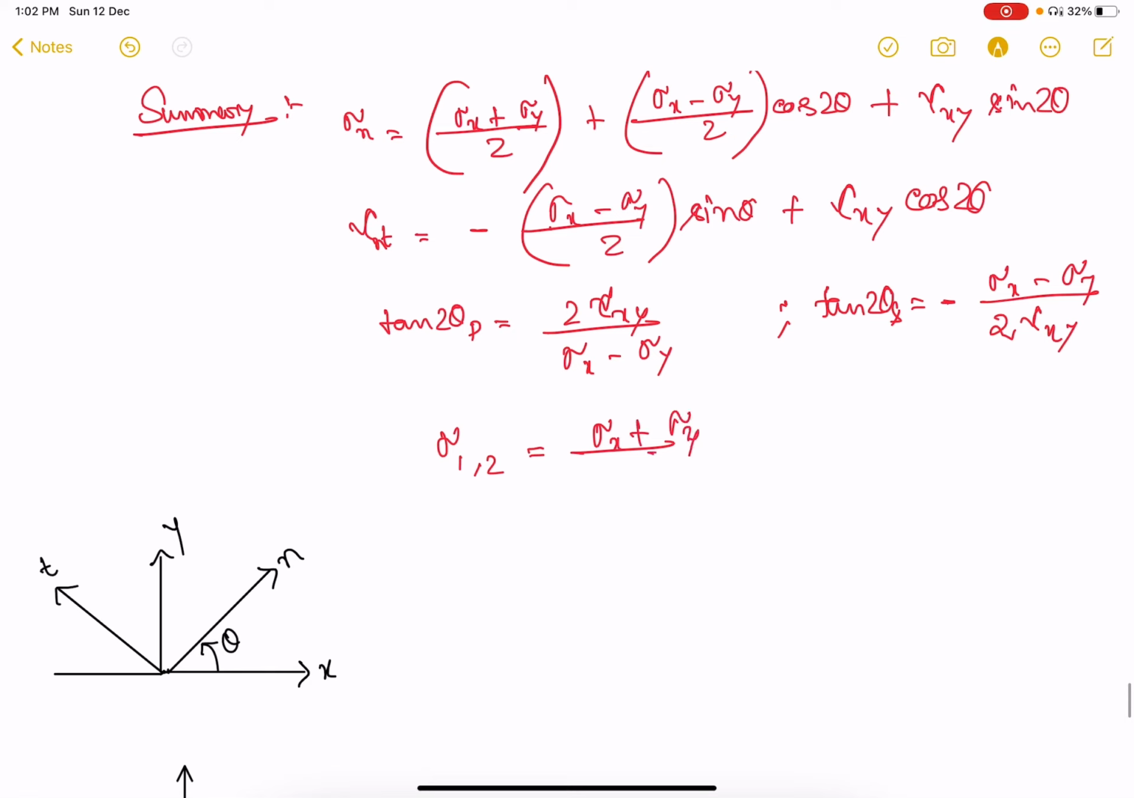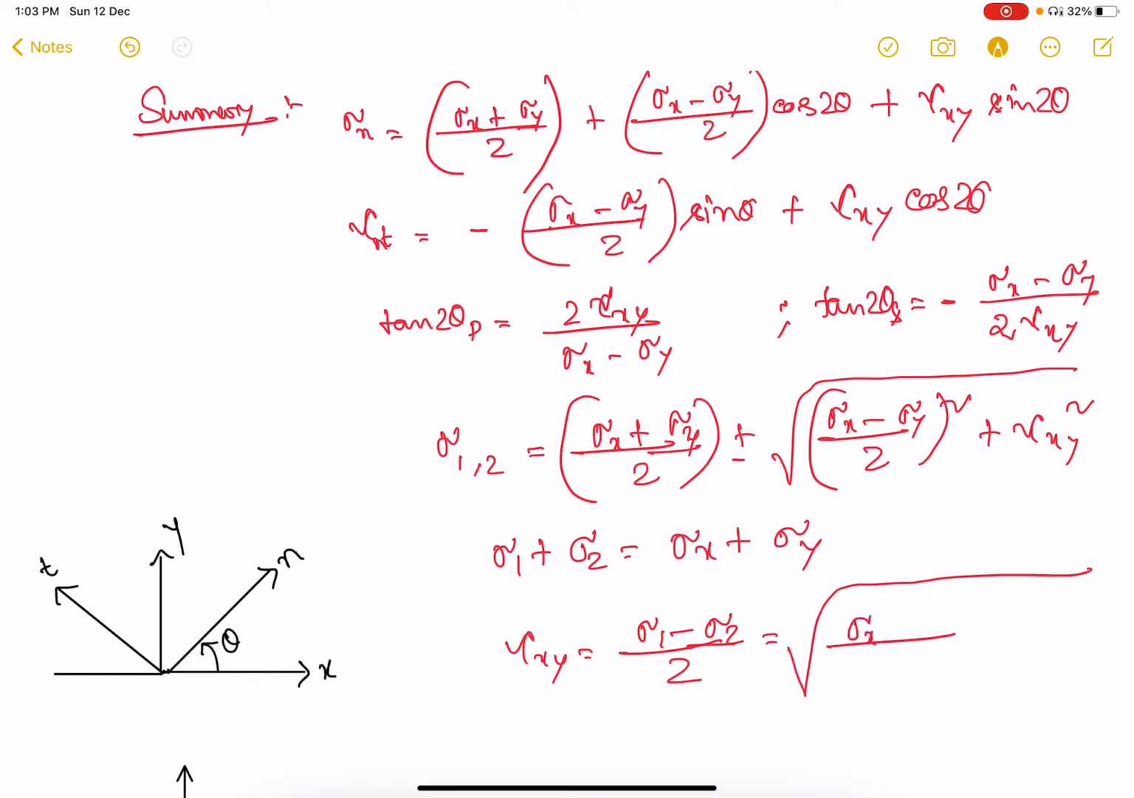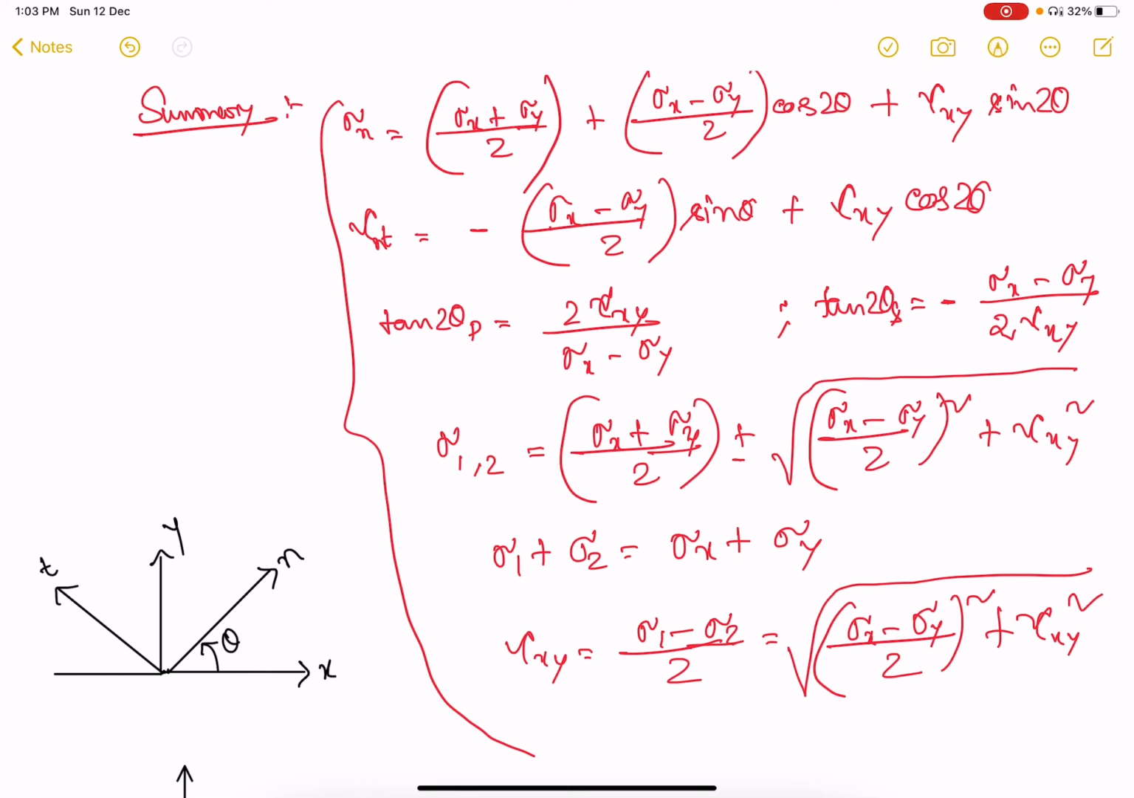Sigma 1 and sigma 2 are sigma x plus sigma y divided by 2 plus and minus the root of sigma x minus sigma y divided by 2 whole square plus tau xy square, and sigma 1 plus sigma 2 is equal to sigma x plus sigma y. Tau max is nothing but sigma 1 minus sigma 2 divided by 2. These are all the derivations, and this is the summary of what we have done today.